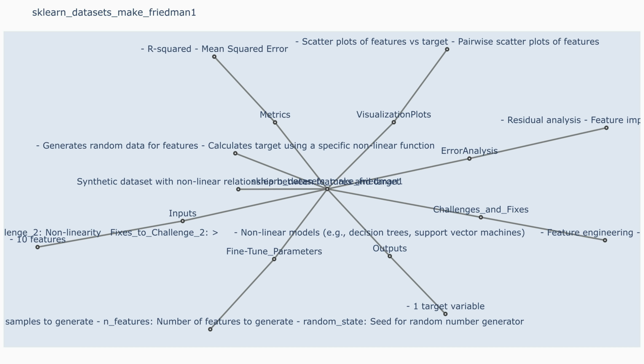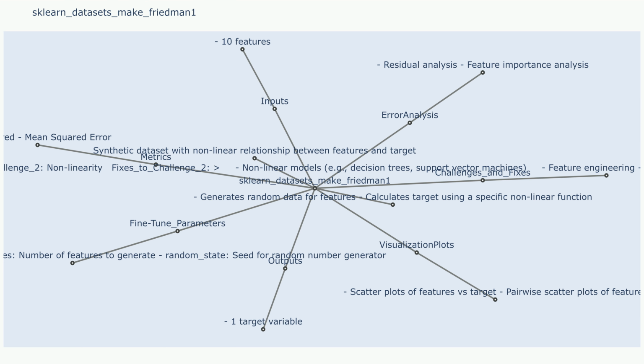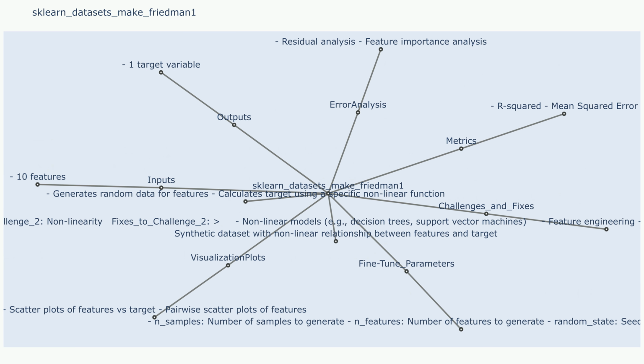sklearn.datasets.make_friedman1. Description. This function generates a synthetic dataset with nonlinear relationships between features and target. It is designed for regression problems and is useful for testing and comparing different regression models.